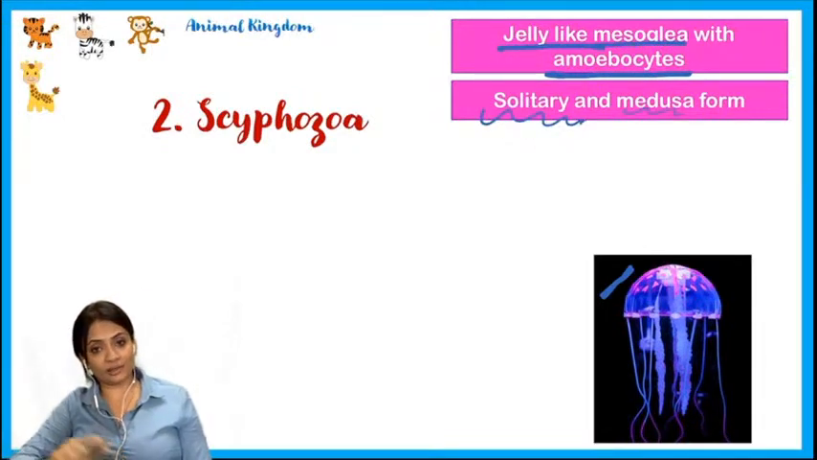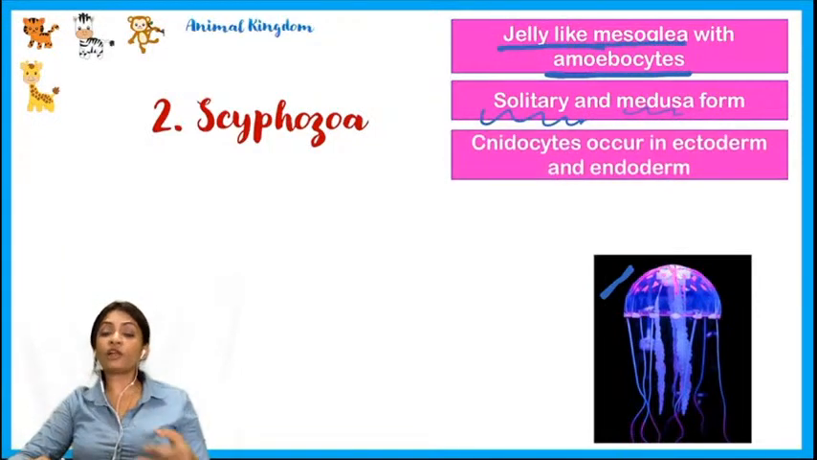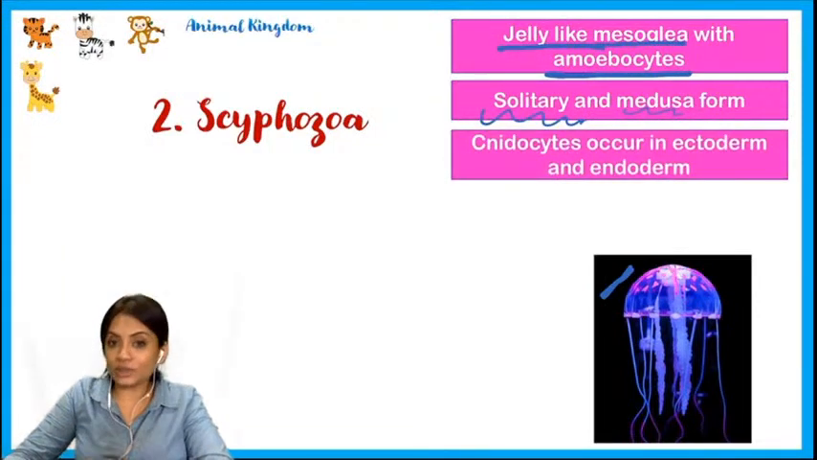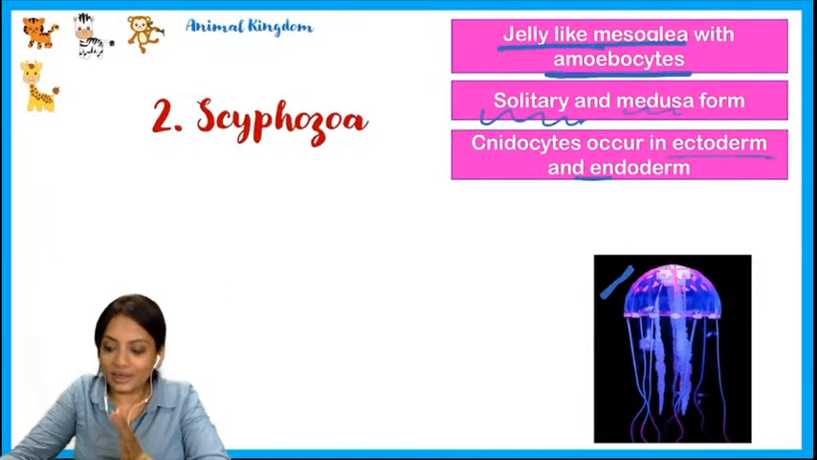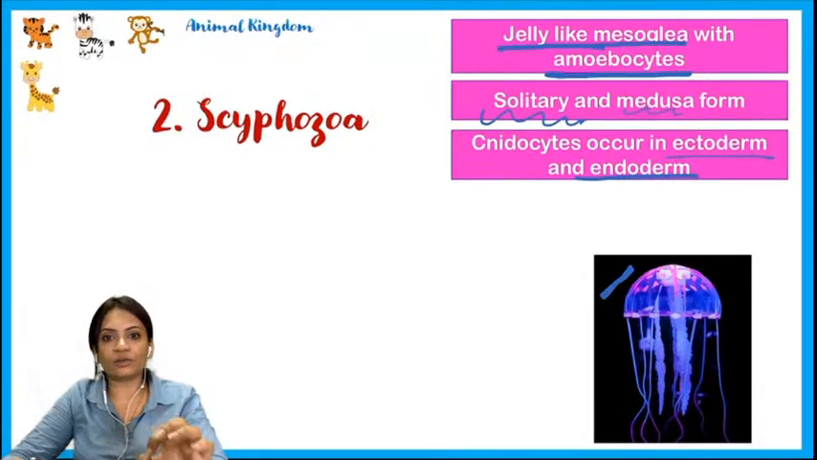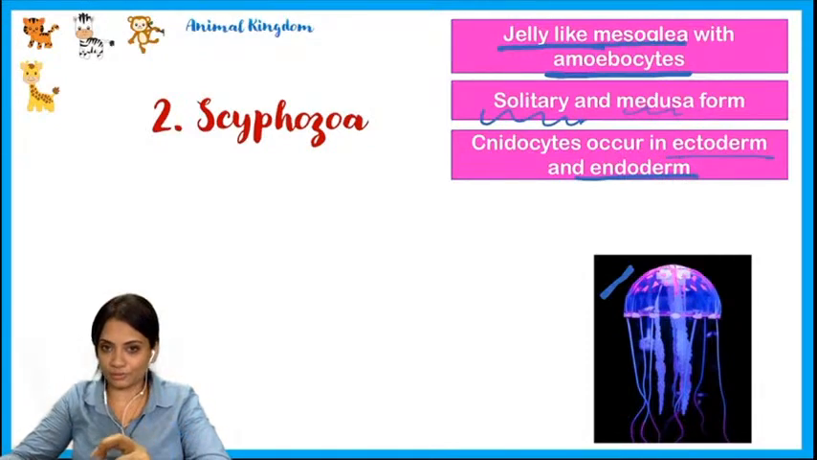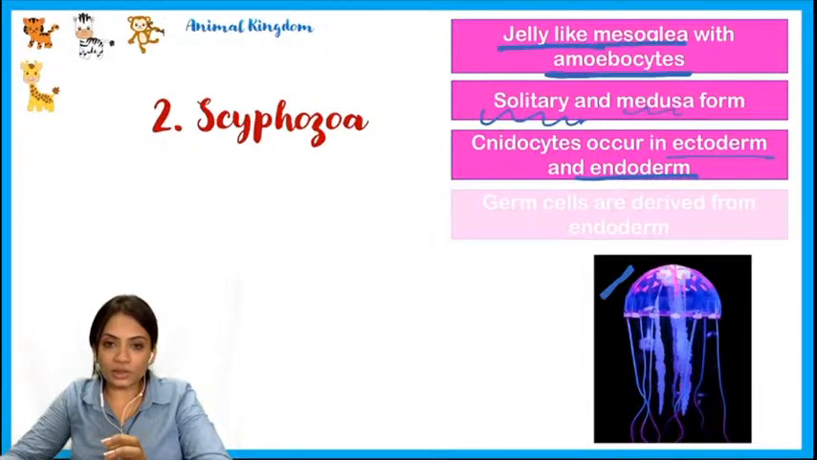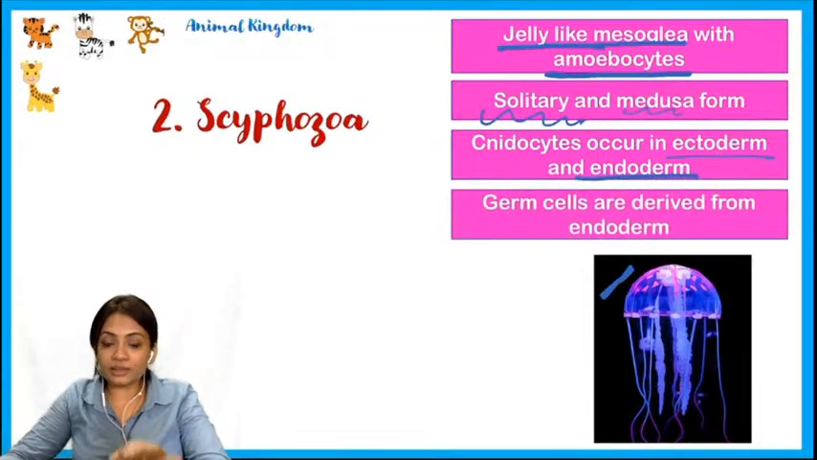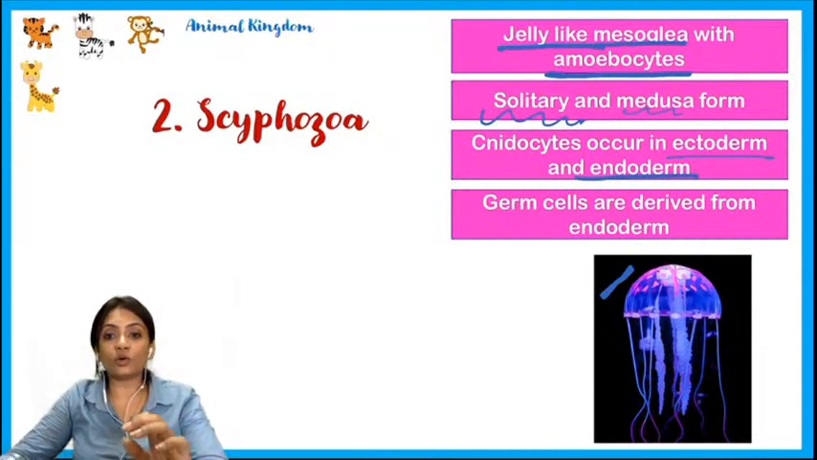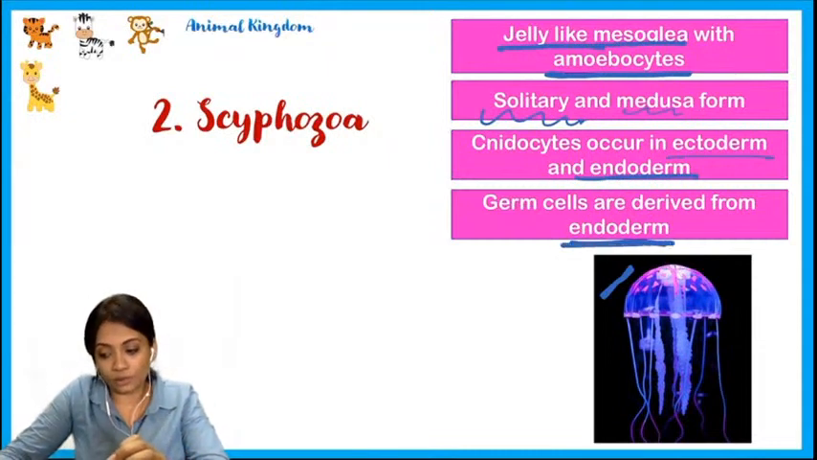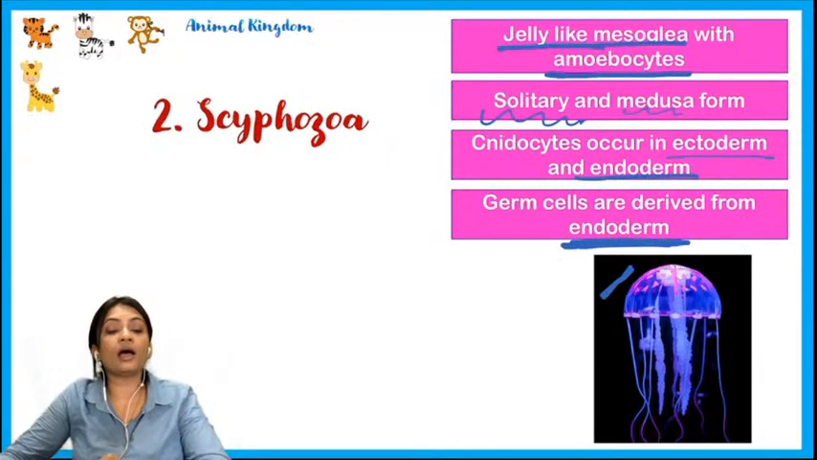Solitary would be none other than the polyp form. We see here that the cnidocytes are occurring in both the ectoderm and the endoderm. Remember, there are two germ layers, and it is seen here that the cnidocytes are found in both the germ layers. Then we also see here that the germ cells are derived only and only from the endoderm. So germ cells are coming from the endoderm.